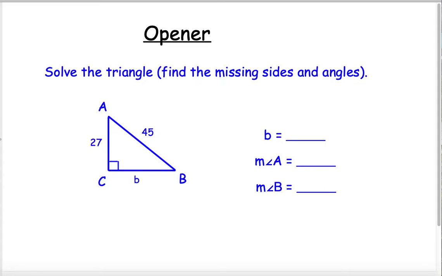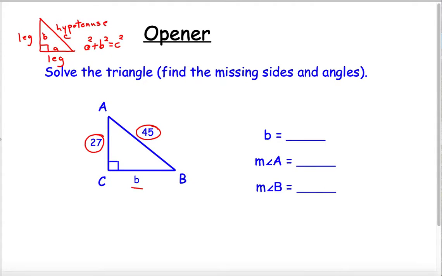If you have a right triangle and you know 2 of the sides, you can find the third side using the Pythagorean Theorem. As a reminder, it says that in a right triangle, the sum of the squares of the legs equals the square of the hypotenuse. Usually one of the legs is labeled A, the other leg is B, and the hypotenuse is C, and you get A squared plus B squared equals C squared. All right, so there's the Pythagorean Theorem. So let's use that for this problem.